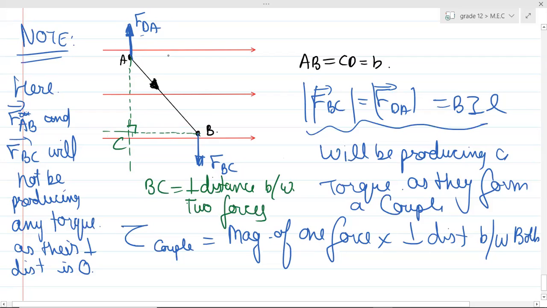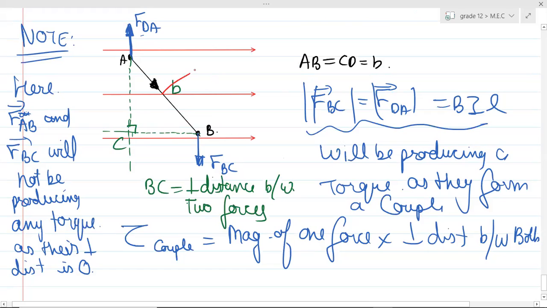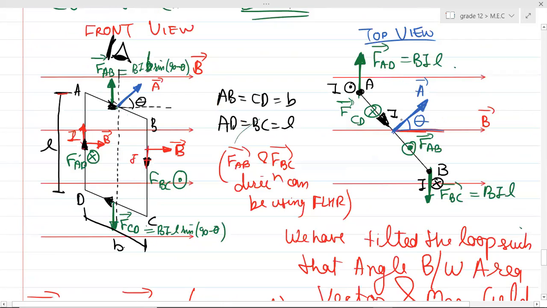Now, how will we find out the value of BC? What is the length of AB? Length of AB is b. Please remember the area vector. According to the area vector, was this the area vector? Yes or no? The area vector was having an angle theta. So let me form this here. The area vector is forming an angle theta.